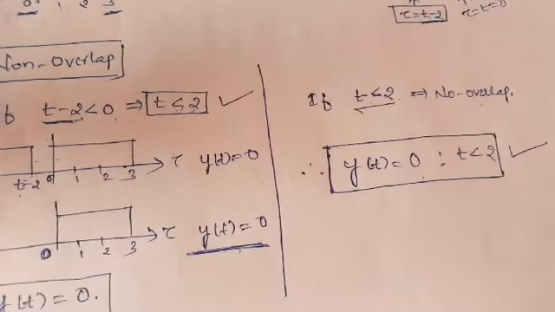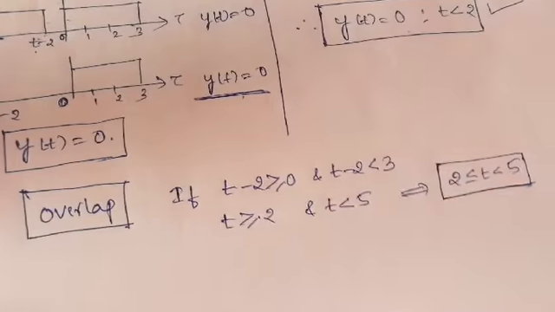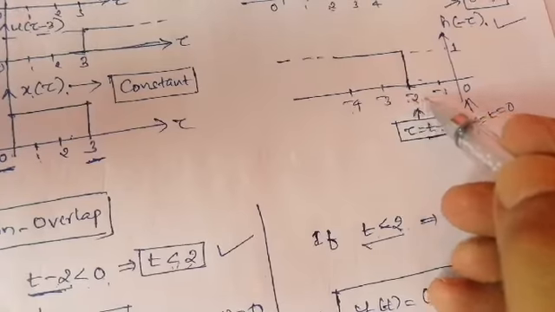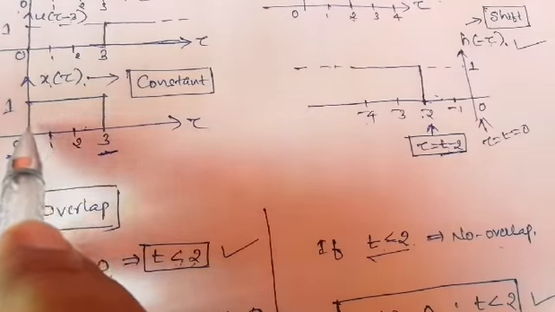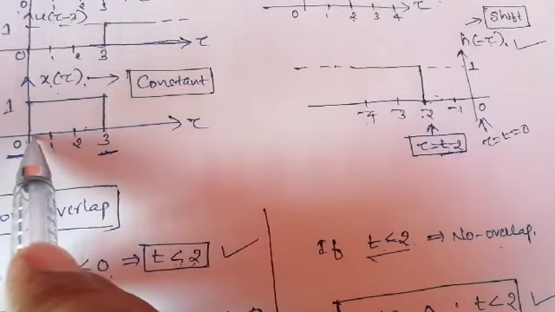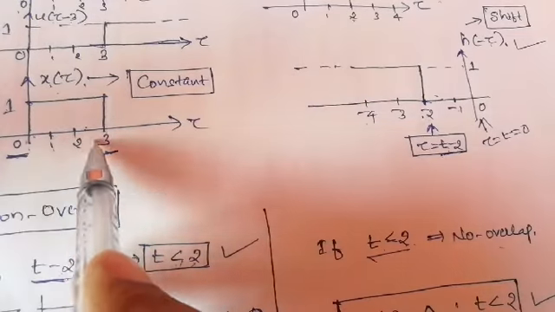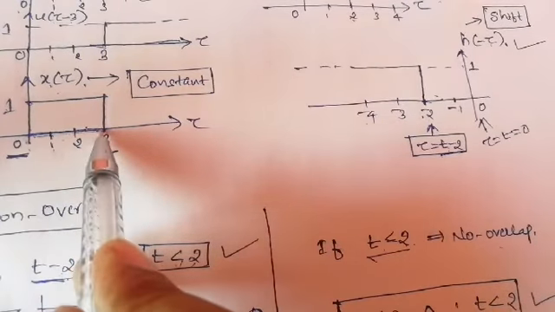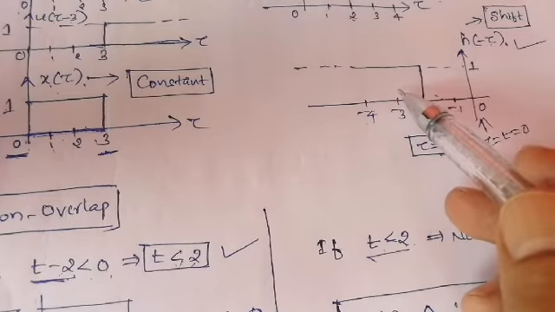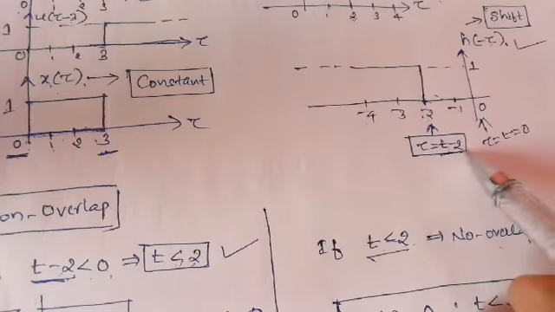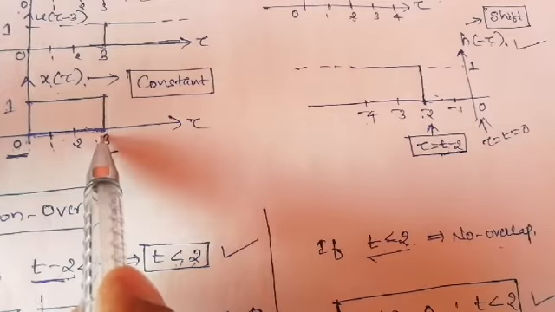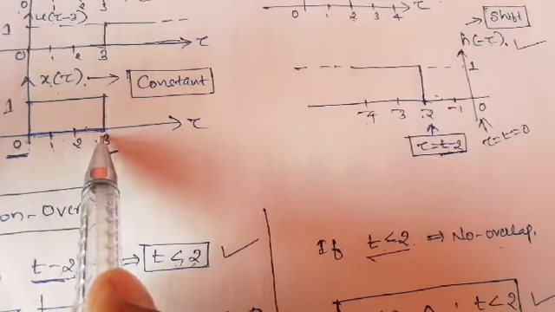Let us discuss the overlap cases. If t minus 2 is greater than 0: the rectangular sequence x(tau) is a finite duration sequence, it has amplitude only for 3 seconds, so it has two ends. But the second signal, h(minus tau), is an infinite duration sequence. If t minus 2 is greater than 0 and lies between 0 and 3, how much overlap is there between the two signals? That we have to check.